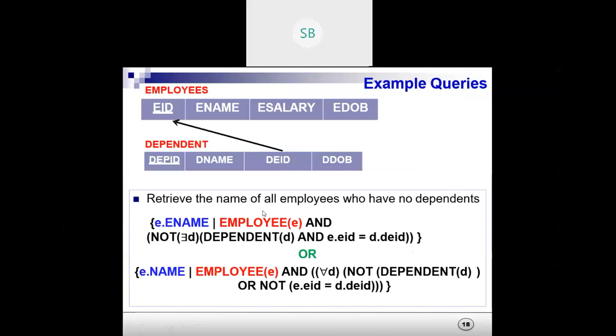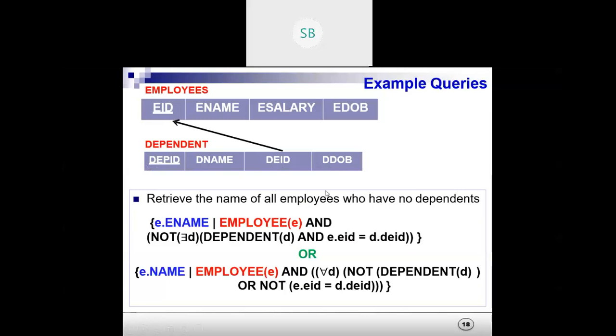Retrieve the name of all employees who have no dependents. So we have two tables: one is the employee table and one is the dependent table. In the employee table, we have the employee ID as the primary key, and other attributes like e-name, employee name, salary and date of birth. And for department, we have the department ID as the primary key, and we have department name, DEID and DDOB.